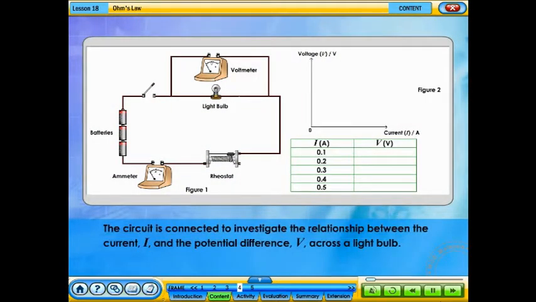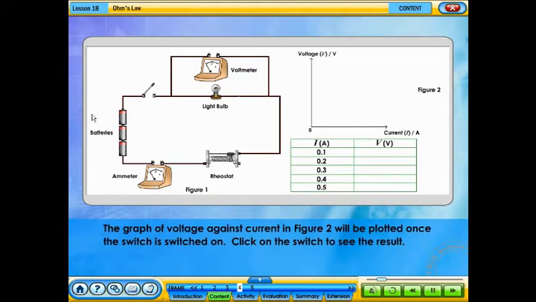The circuit is connected to investigate the relationship between the current I and the potential difference V across a light bulb. The graph of voltage against current in Figure 2 will be plotted once the switch is switched on. Click on the switch to see the result.